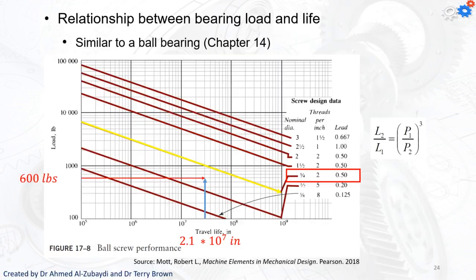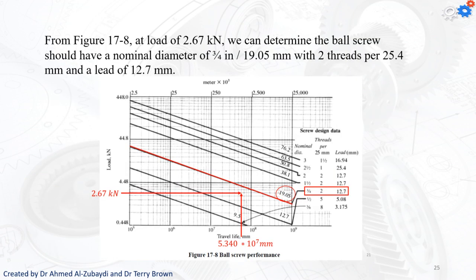Now, if we do it in inches, the same distance is going to be 2.1 multiplied by 10 to the power 7 inches, and 600 pounds force, and the intersection is going to be here, and I'm going to get the same diameter for the screw. Now, all done. Now let's go to do the rest of the calculations.